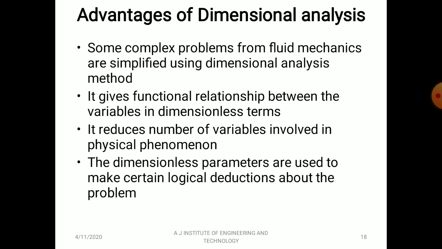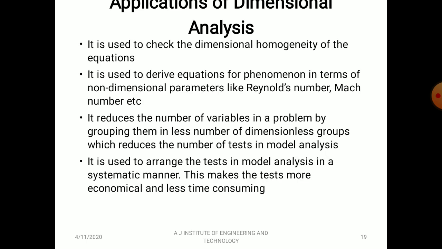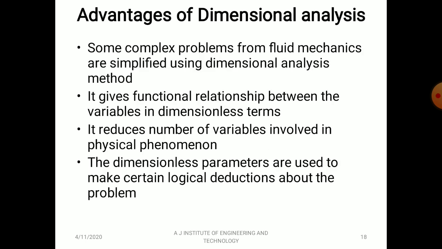Next, it reduces the number of variables involved in a physical phenomenon. It greatly reduces the number of variables or parameters involved. Next, the dimensionless parameters are used to make certain logical deductions about the problem, like you can derive some correlations. For example, Nusselt number is given by Reynolds number to some power, into Prandtl number to the power n. So you can deduce some logical equations from dimensional analysis. So those are the advantages of dimensional analysis. Very important thing, just note down these 4 points.